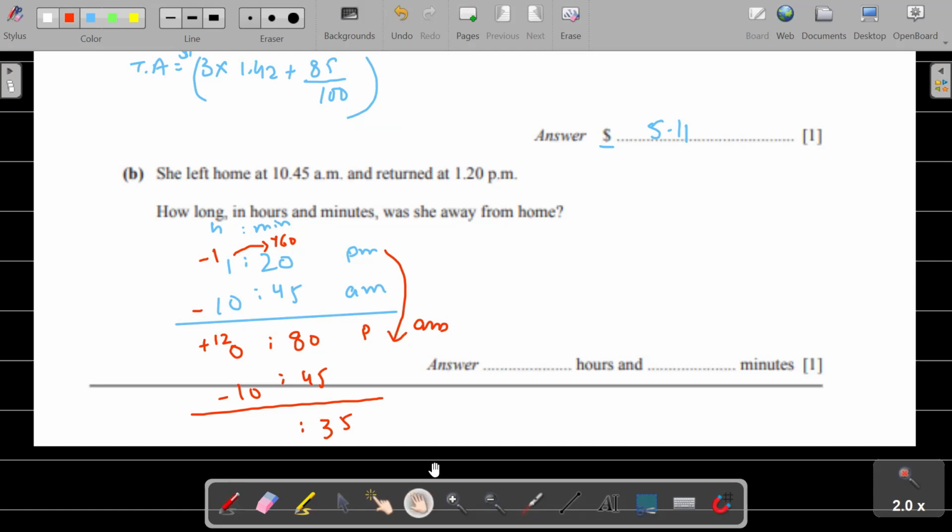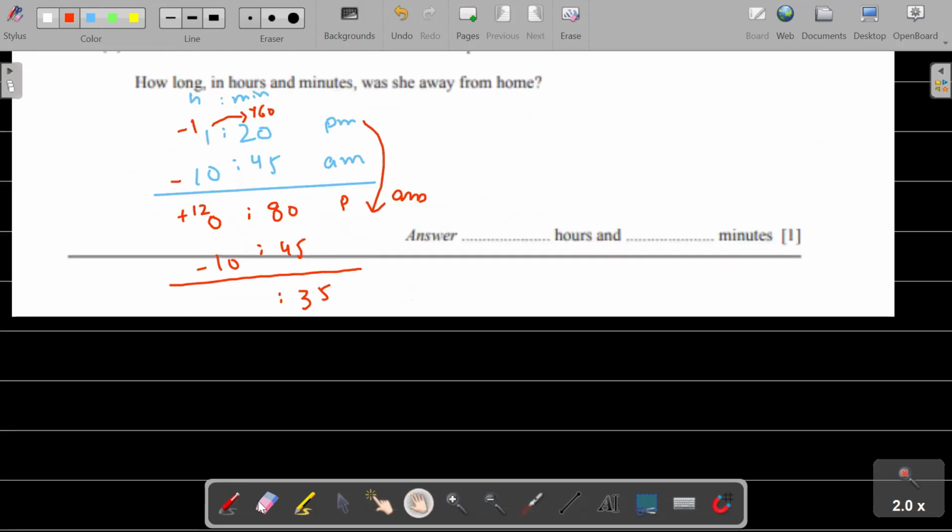Let's rewrite it again now, because whenever we add something, we need to rewrite it. So 80 and 12 plus 0 is 12, 45 and 10. It will be 35, and 12 minus 10 is 2. So 2 hours and 35 minutes she has been away from home.